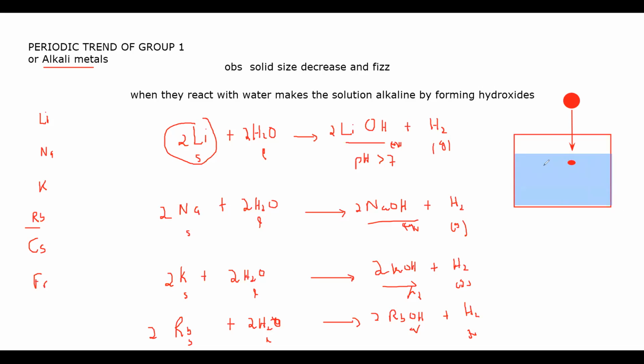How can I test this gas? What is the test of hydrogen? Test for hydrogen. The glowing splint, it will go pop. Not glowing, a lighted splint for hydrogen. A glowing splint is for oxygen. A lighted splint will pop, producing a pop sound.